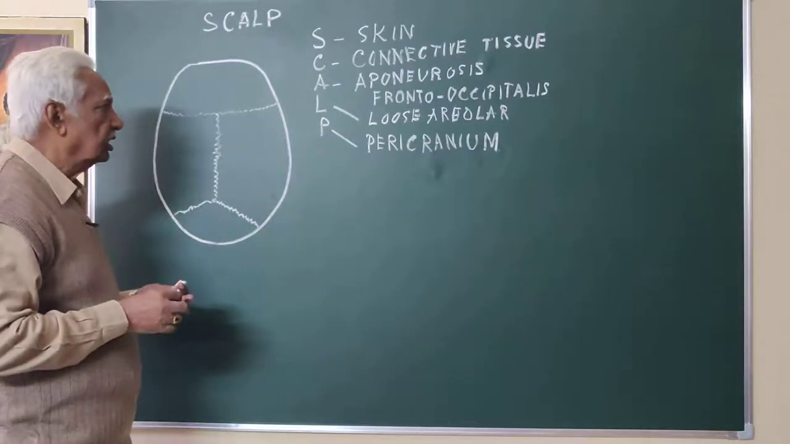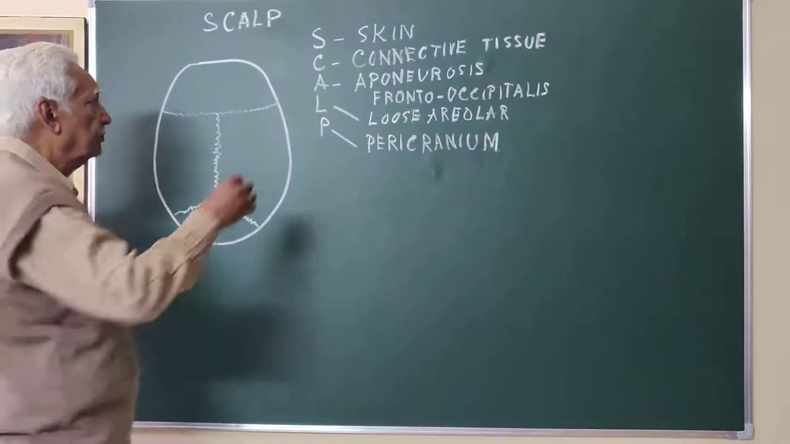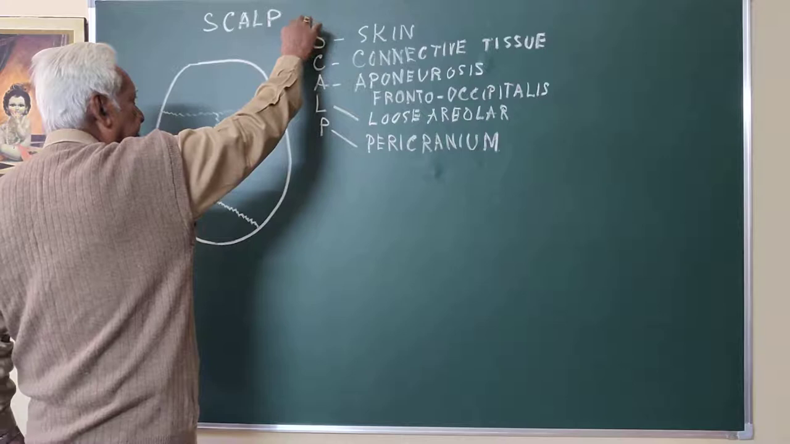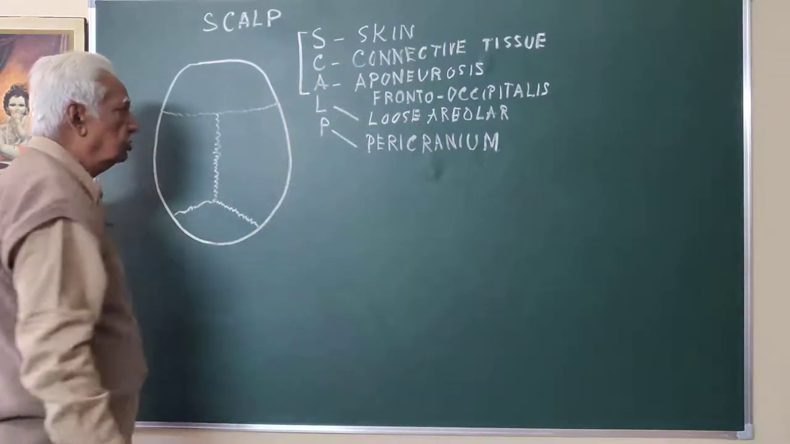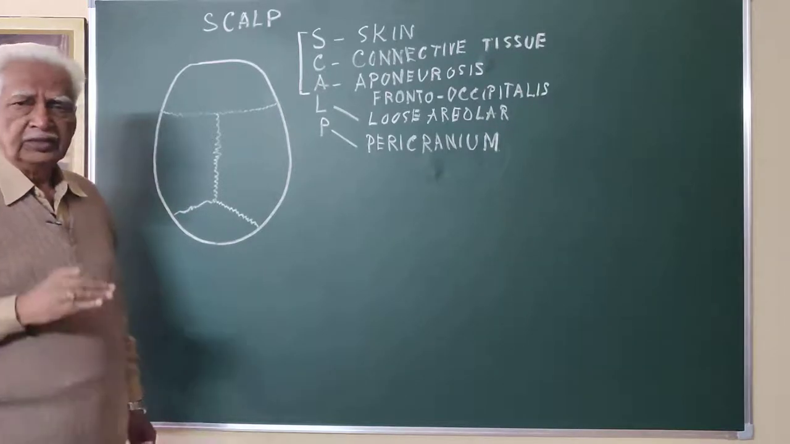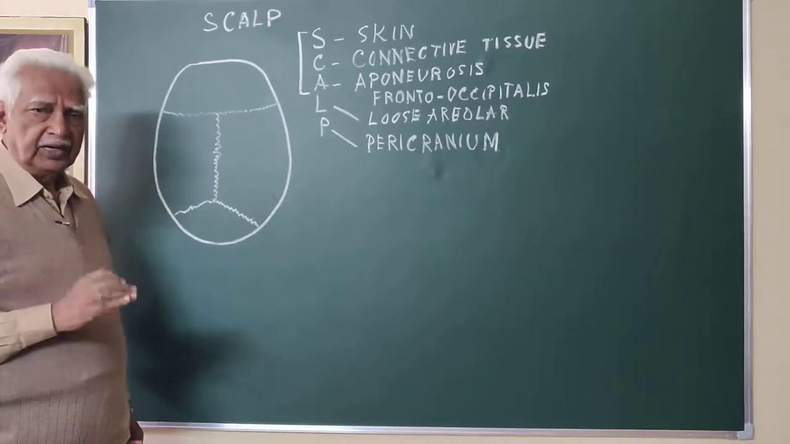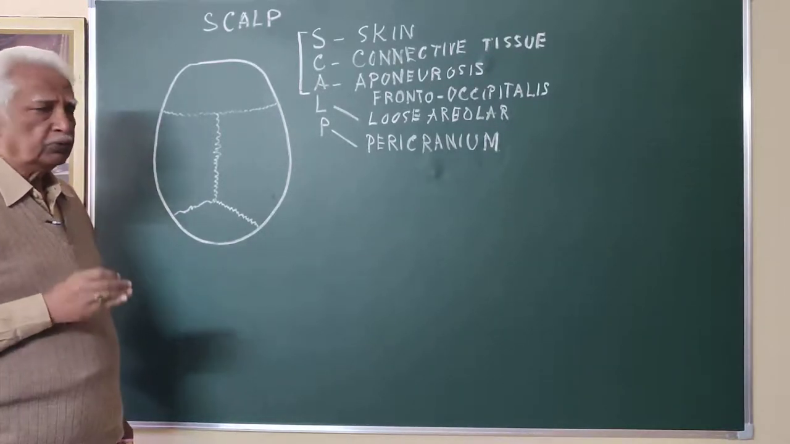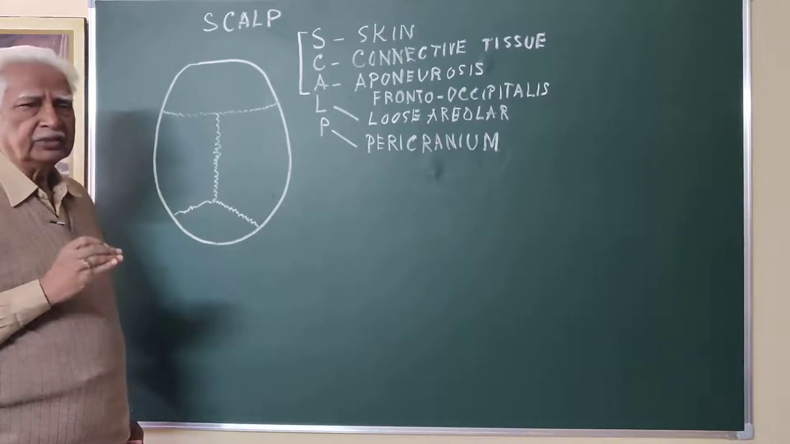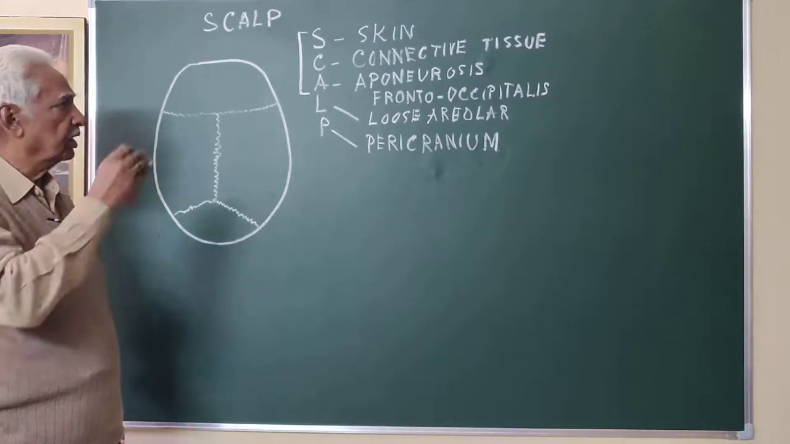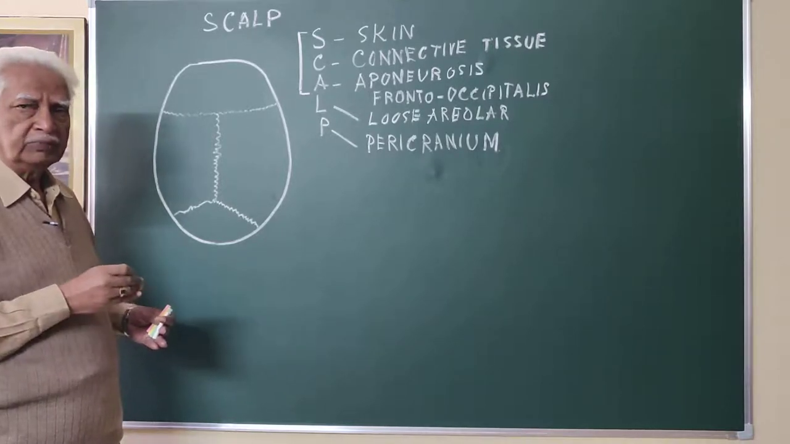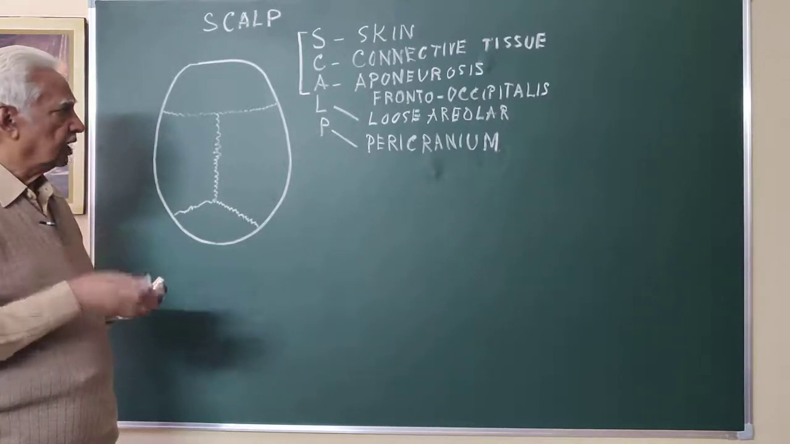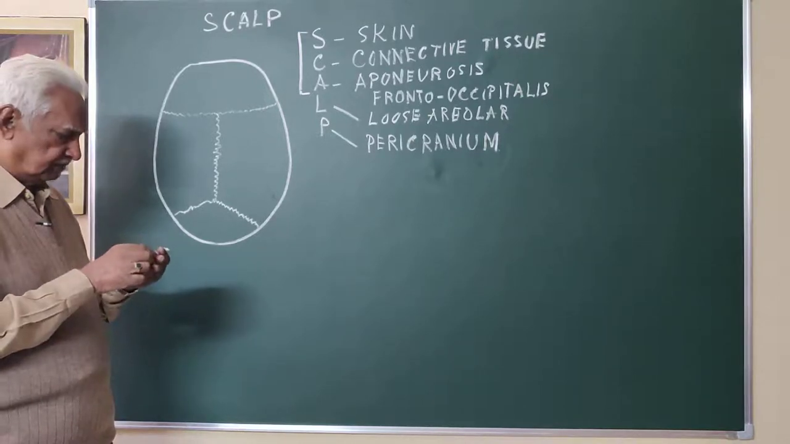Now, when we dissect the first three layers, that means the skin, connective tissue, and the aponeurosis, they form a single layer, and surgically, therefore, the scalp will consist of only three layers, because the first three layers from the superficial to the deep side are almost fused with each other.